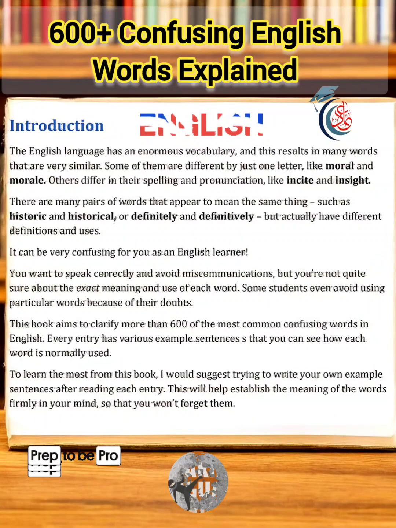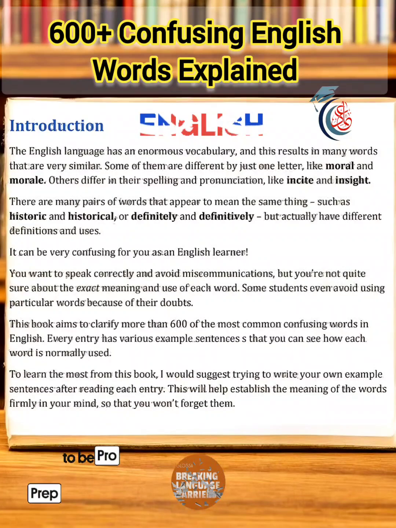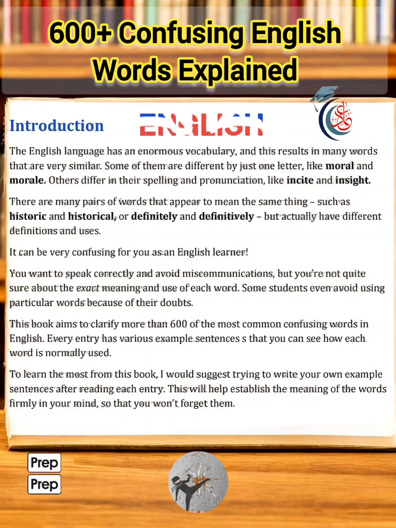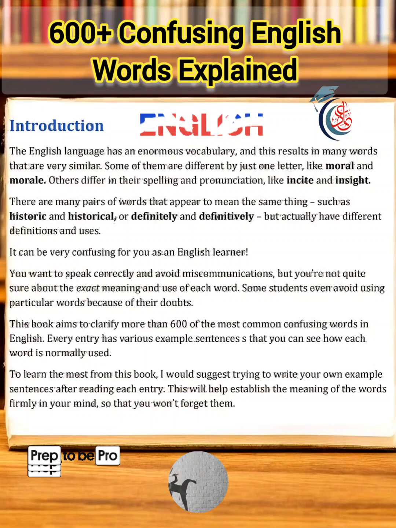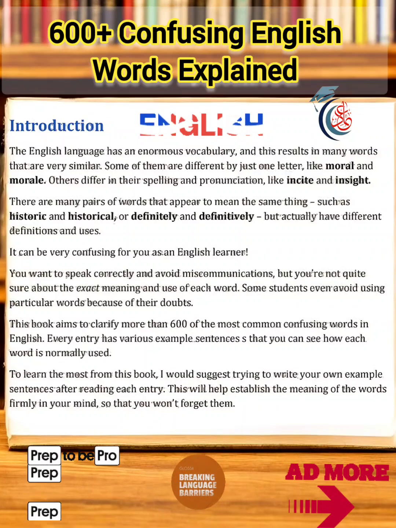You want to speak correctly and avoid miscommunications, but you're not quite sure about the exact meaning and use of each word. Some students even avoid using particular words because of their doubts. This book aims to clarify more than 600 of the most common confusing words in English. Every entry has various example sentences so that you can see how each word is normally used. To learn the most from this book, I would suggest trying to write your own example sentences after reading each entry. This will help establish the meaning of the words firmly in your mind, so that you won't forget them.